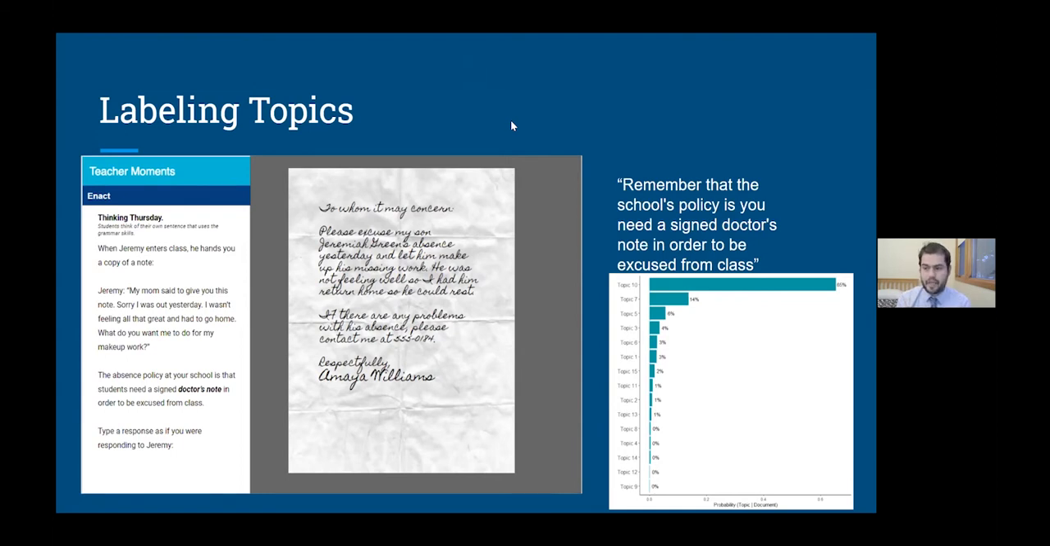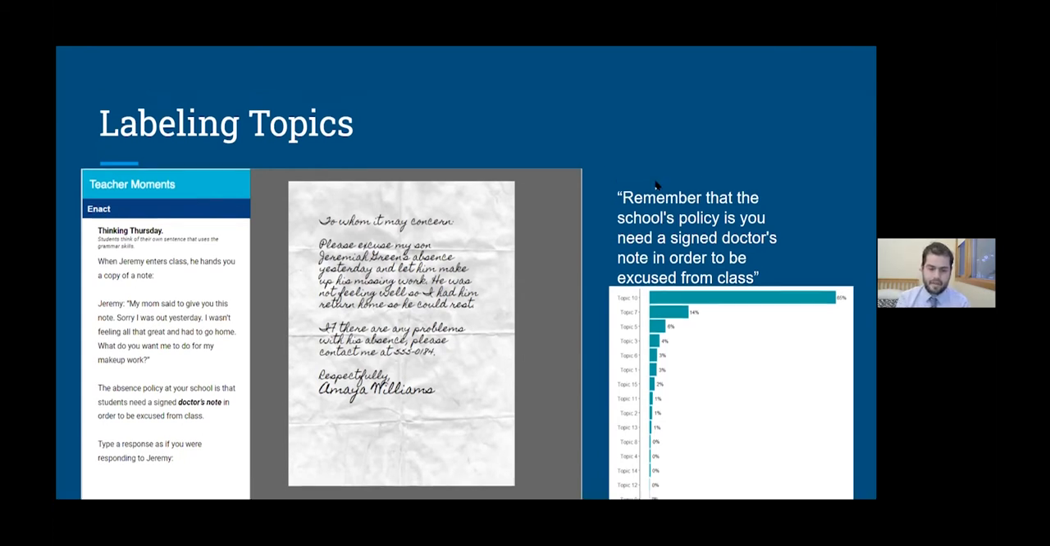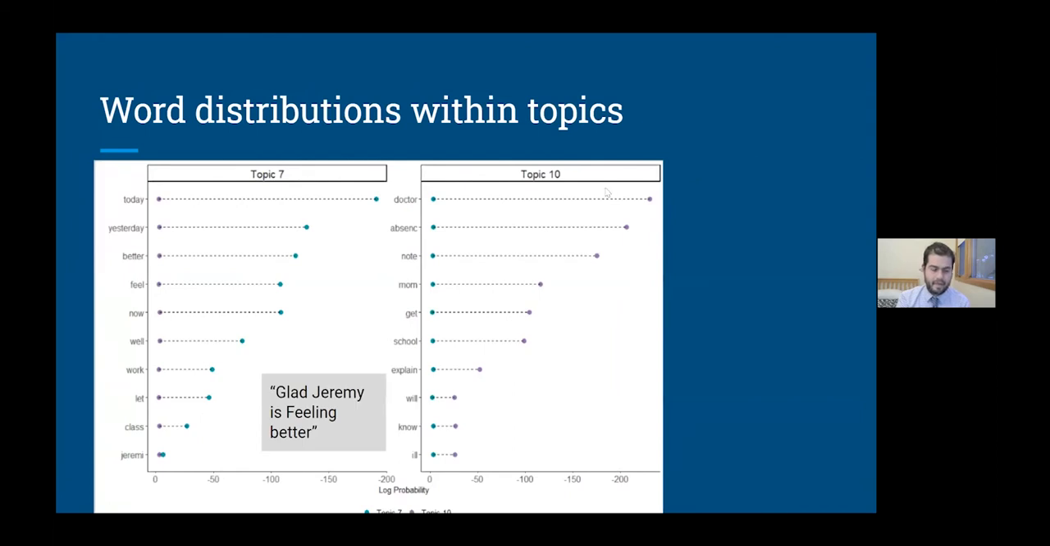But what we did is something kind of similar to this process, where we looked at what documents the model said that topic was likely to appear in and the words that were highly associated with that topic. Through that process, some other graduate research assistants and I came up with topics. For topic seven, we labeled it "glad Jeremy is feeling better." And for topic 10, we labeled it "doctor's note and school policy." We did this for all of the topics that were extracted in all of the simulations.